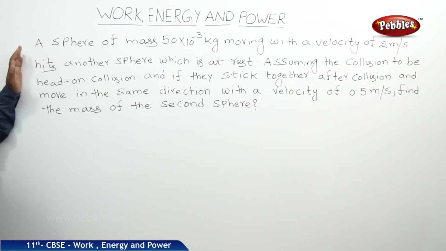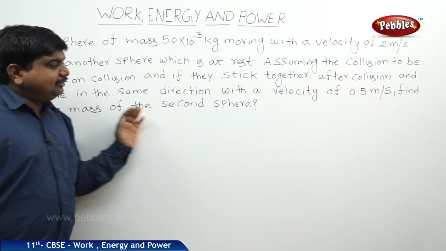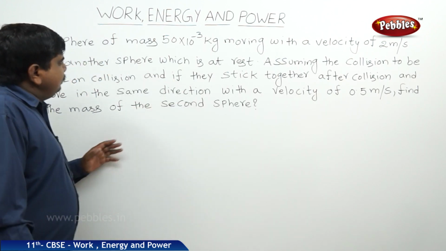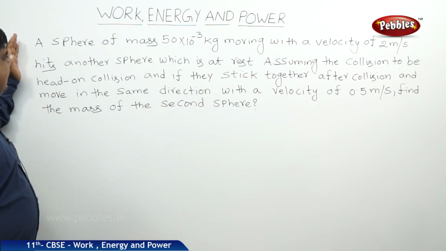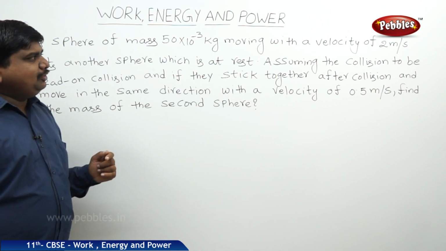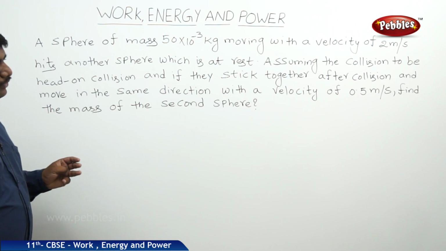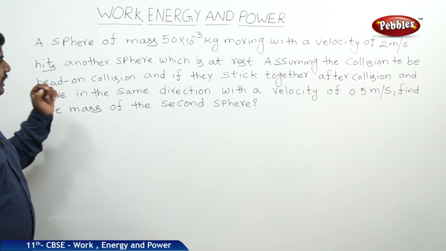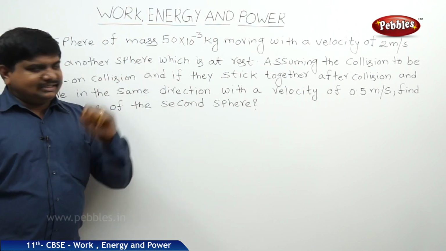Here is one problem which is based on the concept of perfectly inelastic collision. If you see the problem, the content is: a sphere of mass 50 into 10 to the power of minus 3 kg moving with a velocity of 2 meters per second hits another sphere which is at rest.